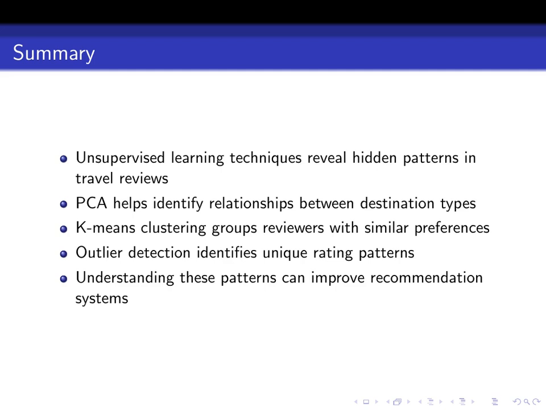To summarize what we've covered today, we've seen how unsupervised learning techniques can reveal hidden patterns in travel reviews, used PCA to understand relationships between different types of destinations, applied k-means clustering to group similar reviewers, and employed outlier detection to identify unique rating patterns. All these techniques contribute to building better recommendation systems.